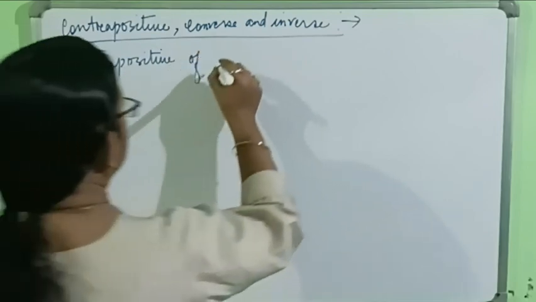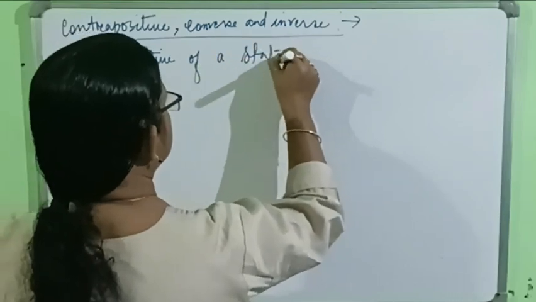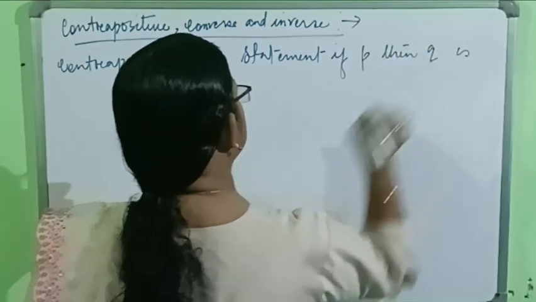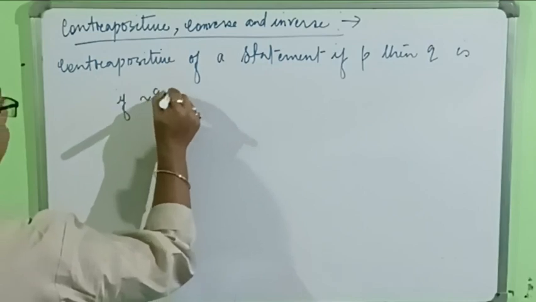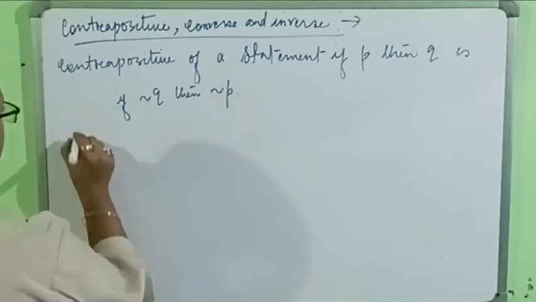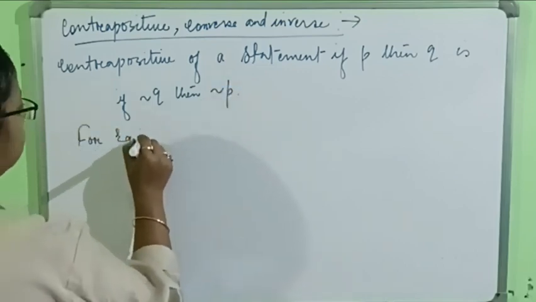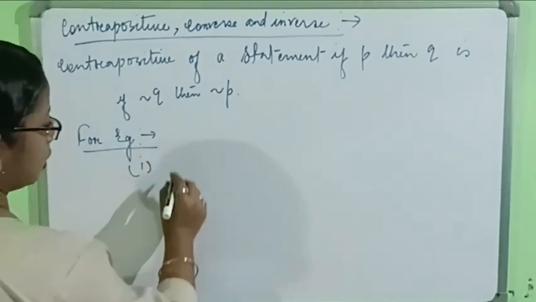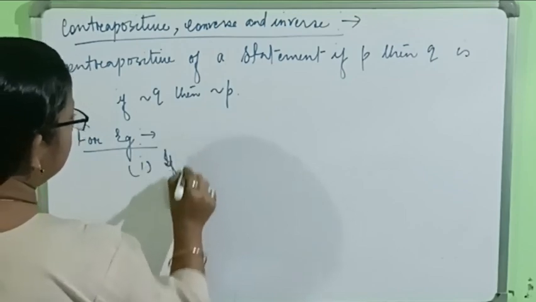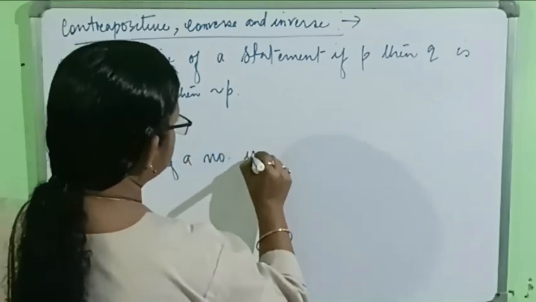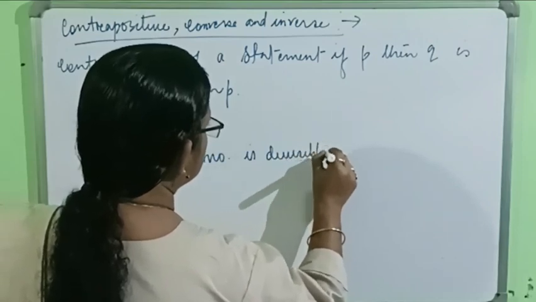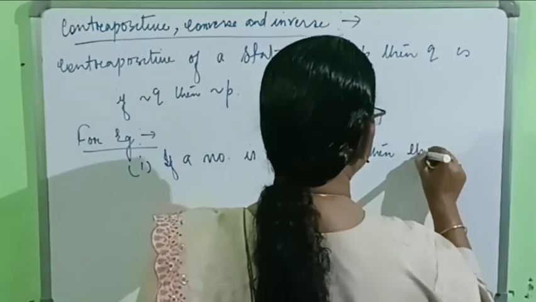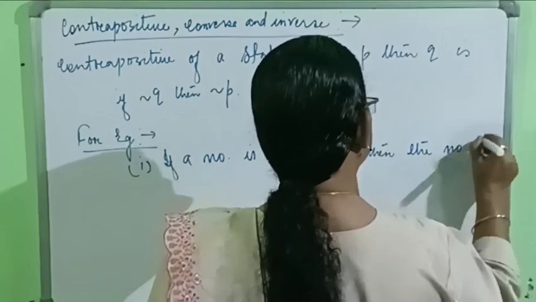The contrapositive of a conditional statement if P then Q is if negation Q then negation P. For example, take one example, consider one conditional statement: if a number is divisible by 4, then the number is divisible by 2.